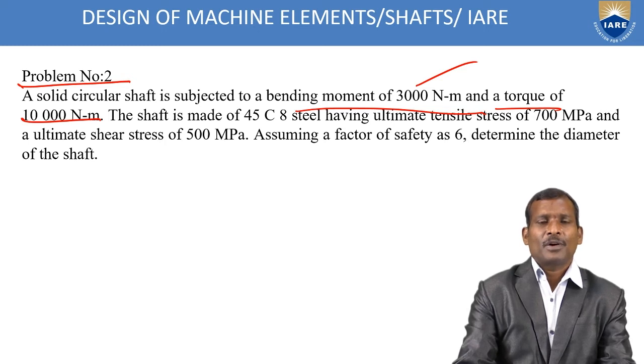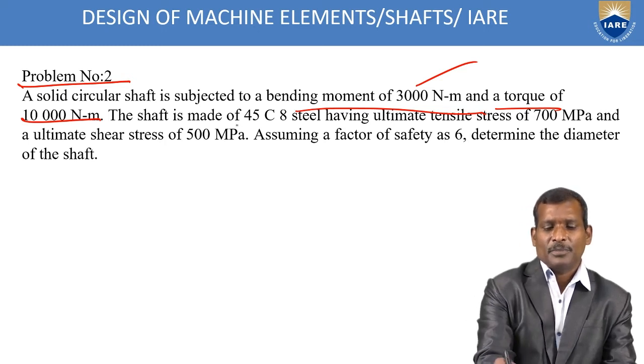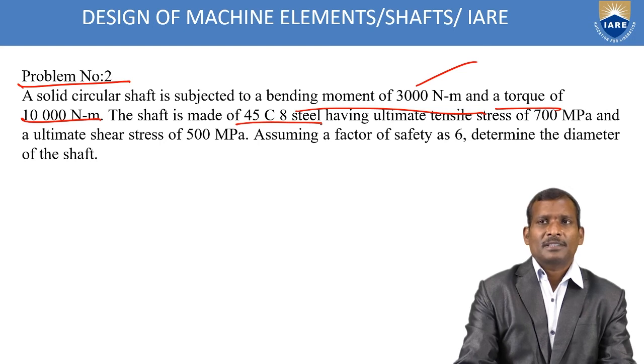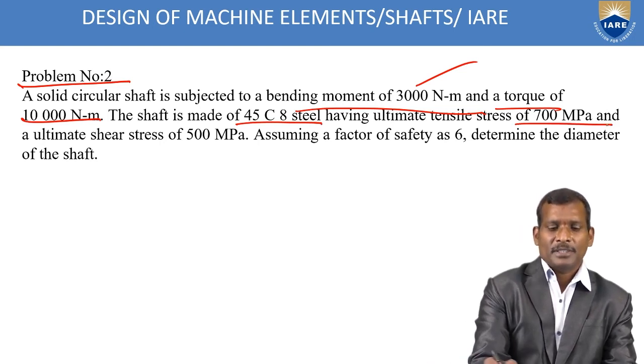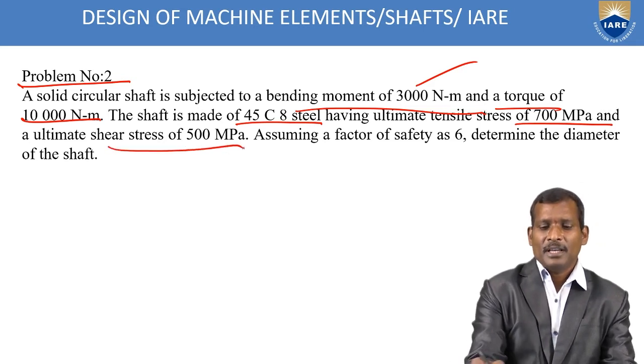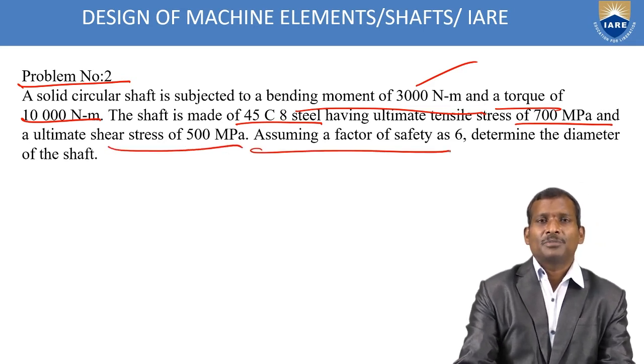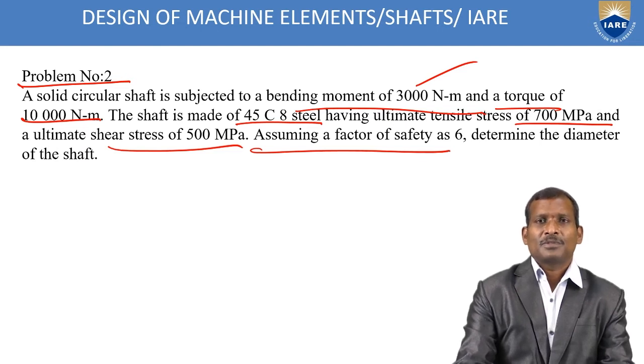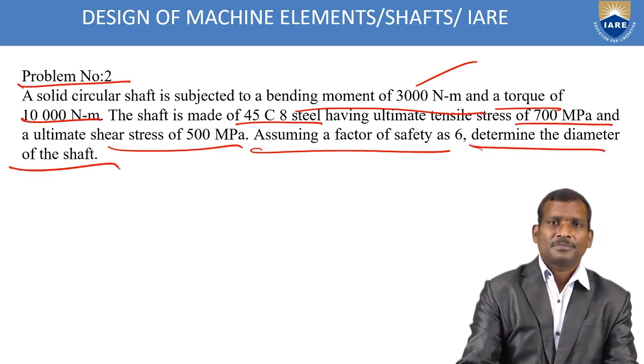The shaft is made of 45C8 steel, a material having ultimate tensile stress of 700 megapascal and ultimate shear stress of 500. Here the factor of safety is given, assume the factor of safety as 6. So you need to calculate the permissible shear stress and the permissible tensile stress, that is the allowable stress, or you can say the working stress. Determine the diameter of the shaft.